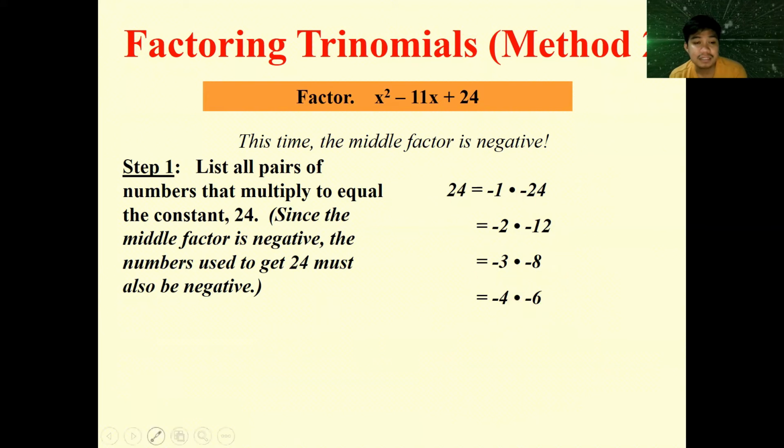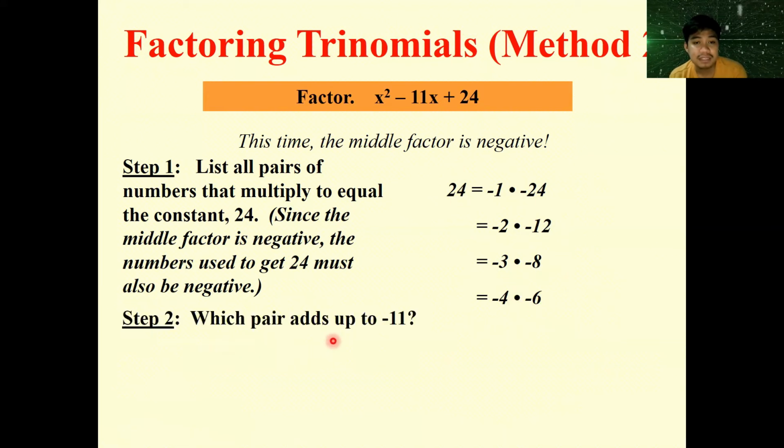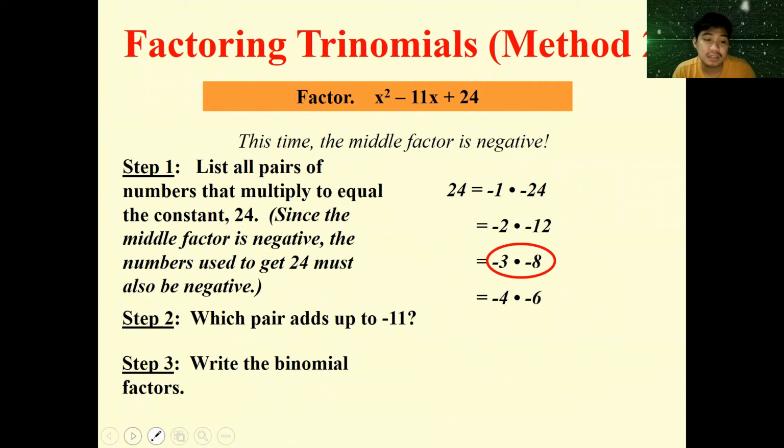And then after that, the next step is we are going to look for the pairs that, when we add them, the answer is negative 11. So we have negative 1 plus negative 24, excuse me, is negative 25. Negative 2 and negative 12 is negative 14. Negative 3 and negative 8 is negative 11. So basically it's the third pair that we're looking for. Now we are going to write the answer.